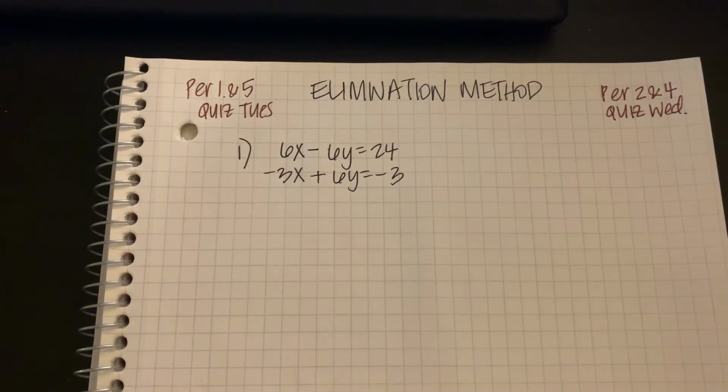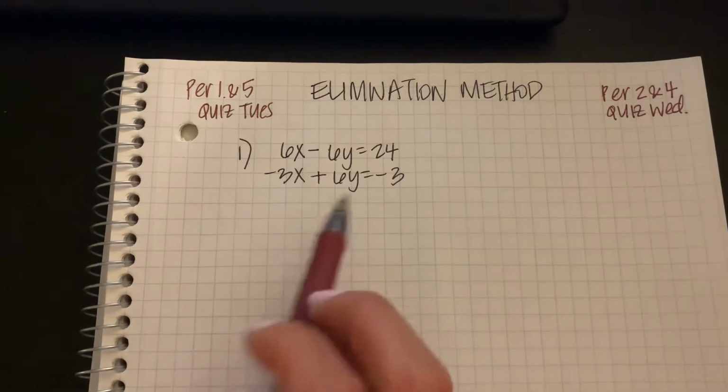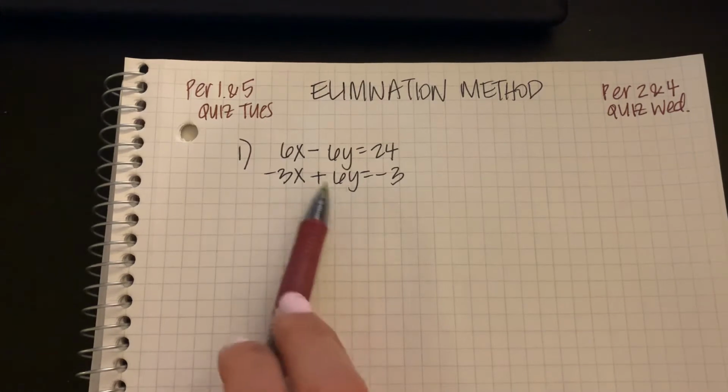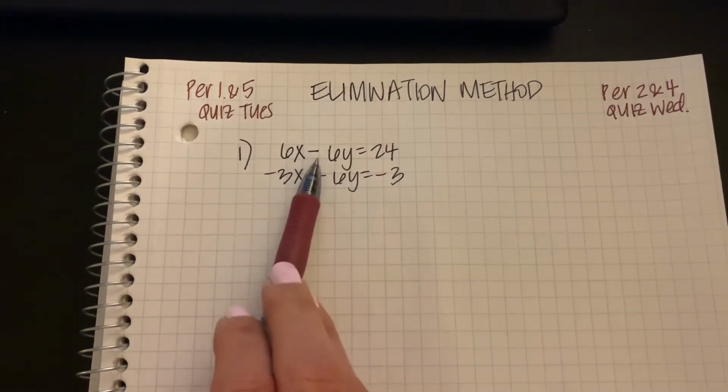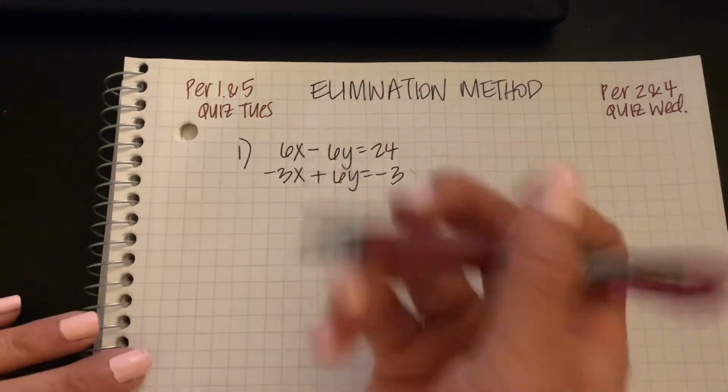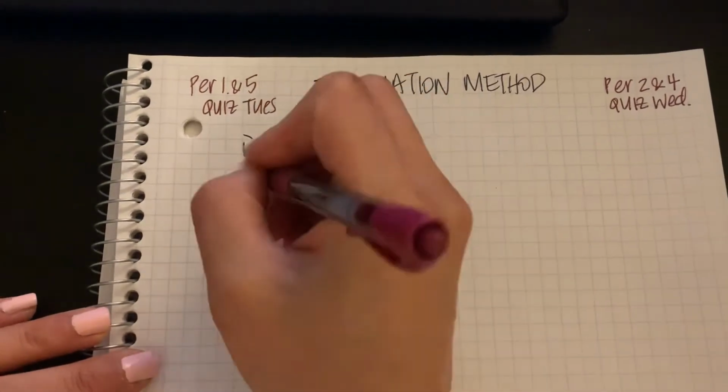So if I take a look here, the first problem, I have my first equation, which is 6x minus 6y equals 24. And then negative 3x plus 6y equals negative 3. So based off the coefficients, you want to think about which variable would eliminate. And I see here that the y's, they both have a 6 in front of them, and they're both inverses. One is negative, one is positive, which is a good sign. That's exactly what we want.